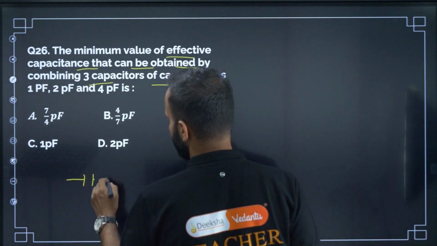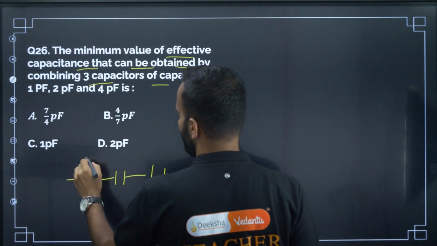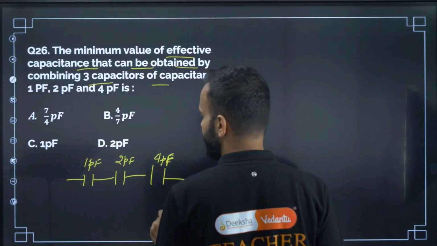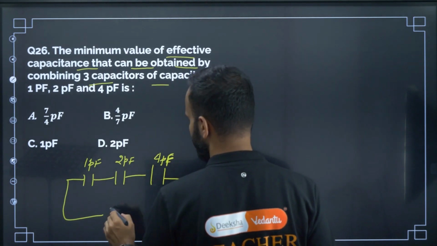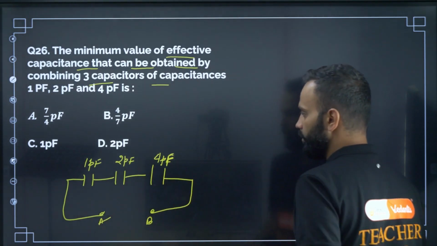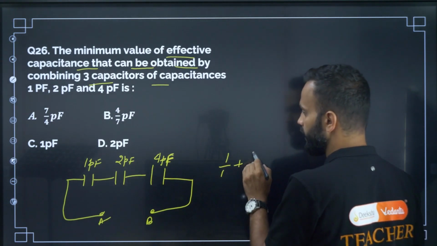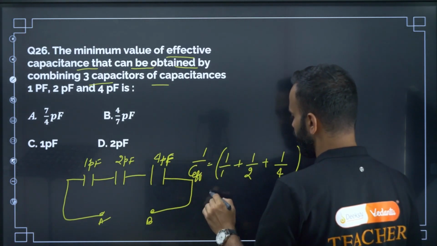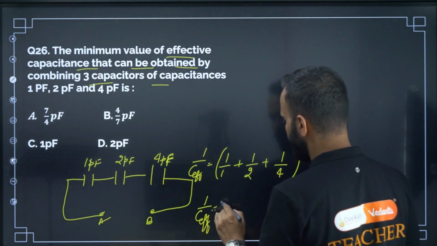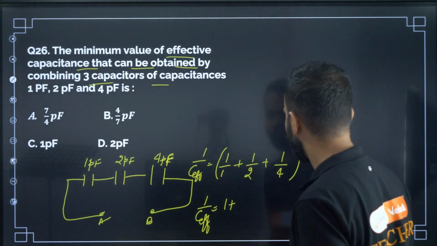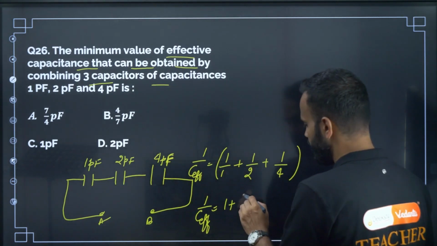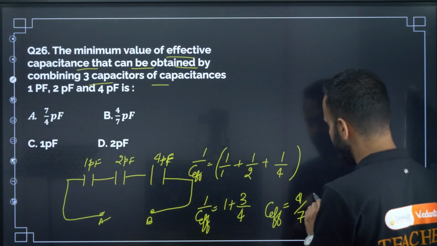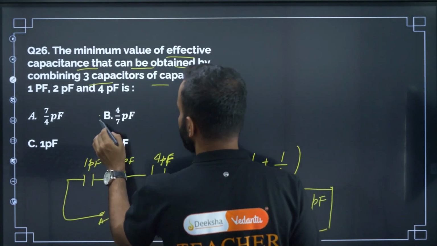So 3 capacitors of capacitances 1 picofarad, 2 picofarad, 4 picofarad, all connected in series. Now the effective capacitance: 1 divided by C effective is equal to 1 plus 1 by 2 plus 1 by 4, that is 7 by 4. Now C effective is equal to 4 divided by 7 picofarad. So the correct option is B.